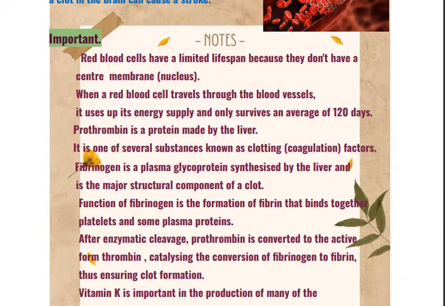Prothrombin is a protein made by the liver. It is one of several substances known as clotting, or coagulation, factors.